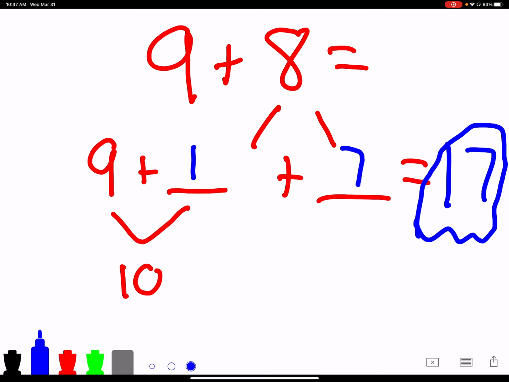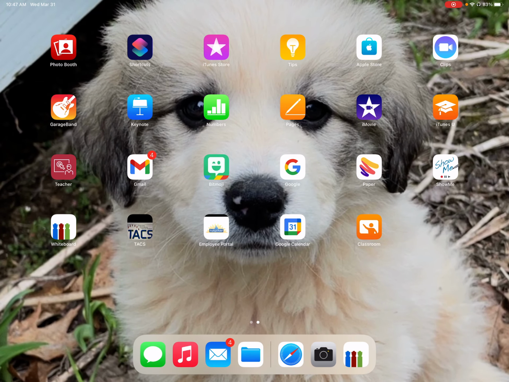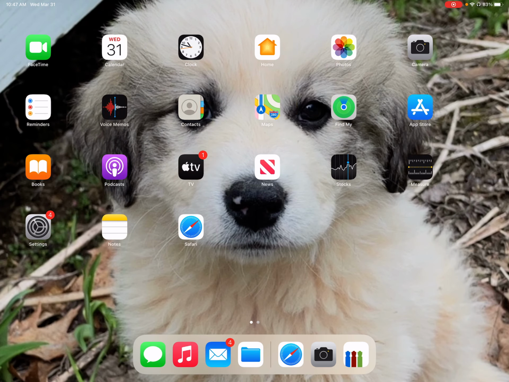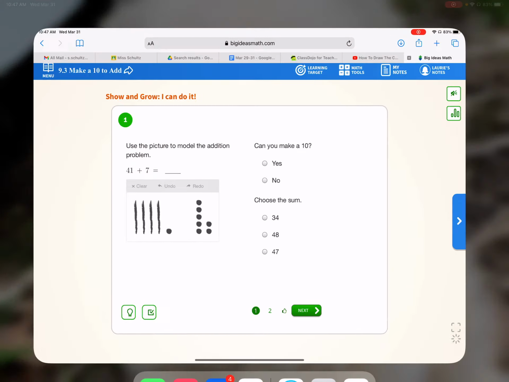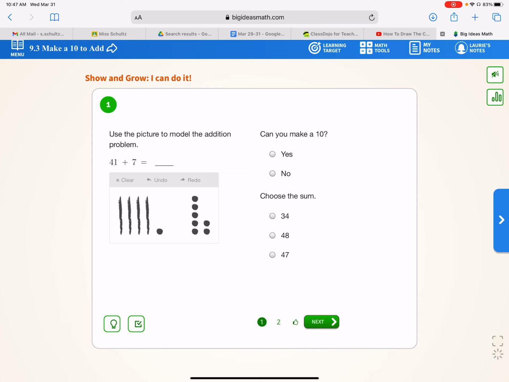Okay, and since we did a little warm-up activity, let's hop on over to our math lesson. Say hi to my puppy, Liesel. She's my background.